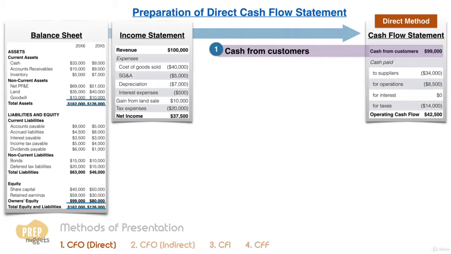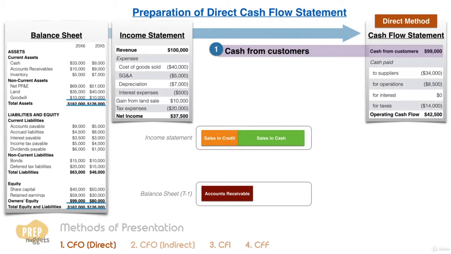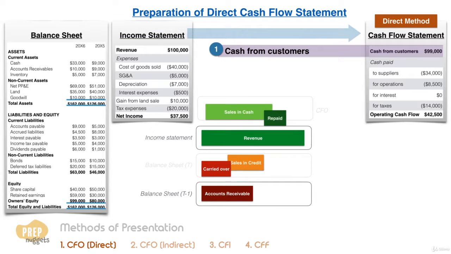The first step is to determine the cash received from customers. From the income statement, we have the revenue. The revenue is the total sales made in the period. Based on accrual accounting, the revenue consists of sales made in cash and sales made on credit. On the balance sheet from the previous period, part of the accounts receivable was repaid by the customers during the year. The rest was carried over to the current balance sheet.